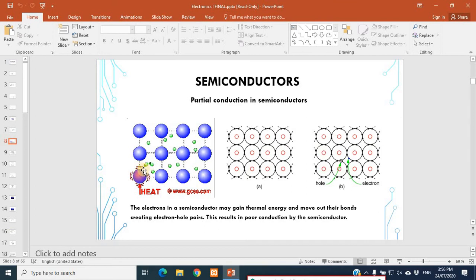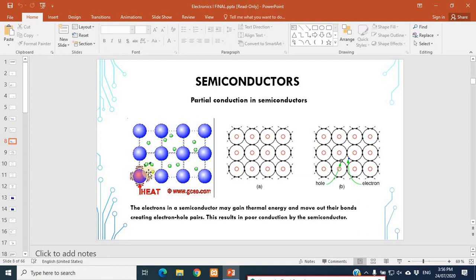Now, this electron that has broken off because it has gained heat energy or thermal energy is free within the material. So once it is free within the material, any external voltage that is applied to it can cause the material to become conductive. This electron is now going to be responsible for electrical conduction in the material. So though the silicon naturally is an insulator, by virtue of receiving thermal energy, it begins what we call partial conduction. But there is more.